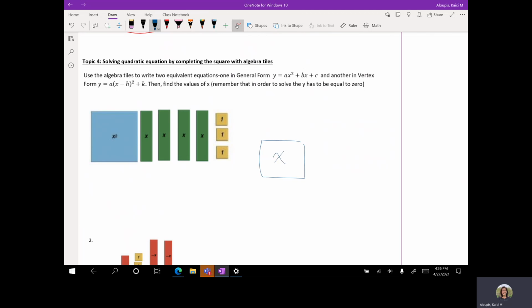This is x squared. The only way I can get x squared is to multiply x times x. This x and this x multiply together to produce the x squared in the blue tile. I have 4 green tiles. What I'm going to do with these 4 green tiles is evenly distribute them to both sides of my square. So I'm going to put 2 on this side, and 2 on this side. Each of these represents 1x.